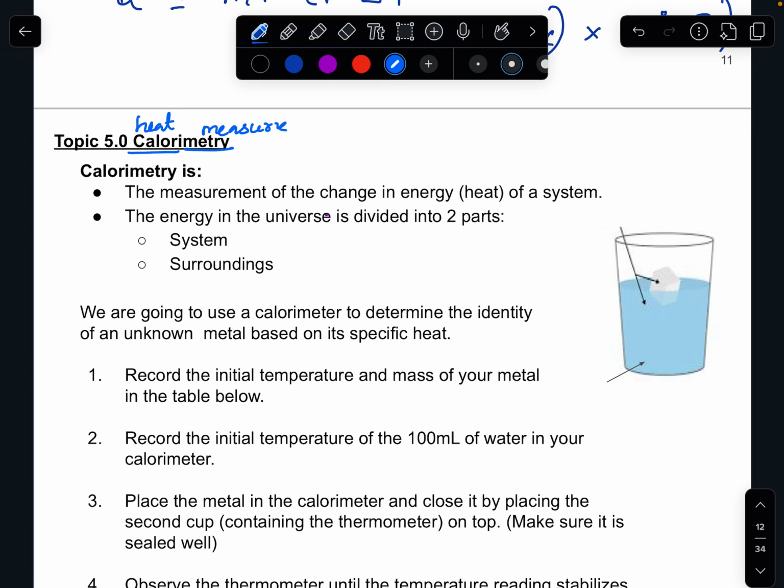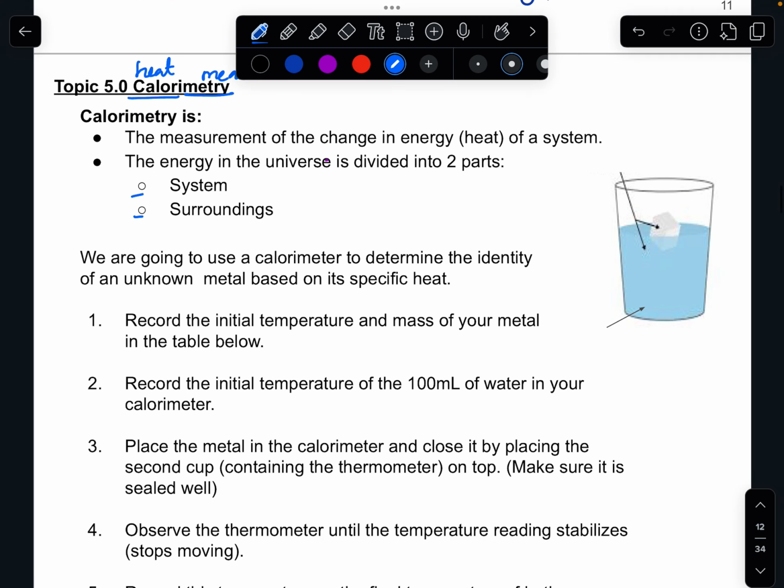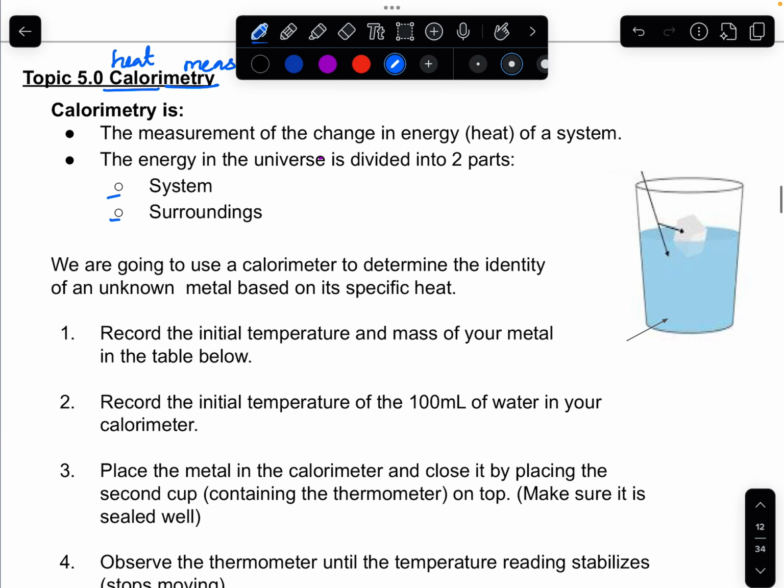Okay, so we already know what a system and surroundings are. We already discussed the different types of systems, all those things. So here, what we are going to do: you have to take 100 ml of water, which is 100 gram of water, and check the initial temperature of the water.